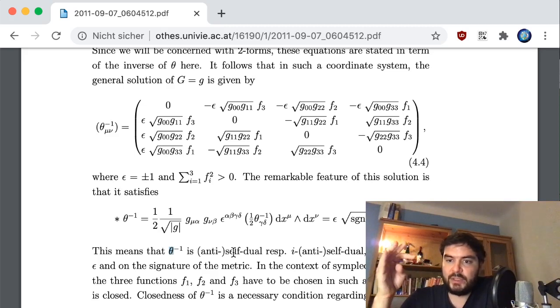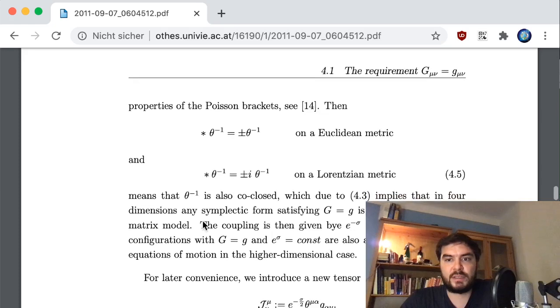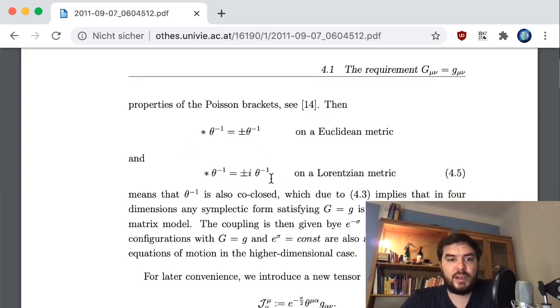I ended up treating both the Euclidean case and the Lorentzian case, so basically the normal geometric case and the space-time metric case together, because they only differ by a sign that ends up giving a complex i here. And so this is one of the main conditions that keeps me following along this thesis. So here this condition is there.